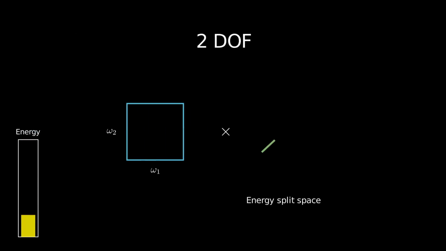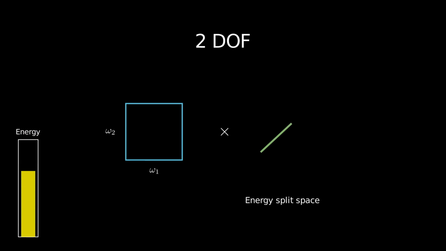For 2 degrees of freedom, that's omega 1 multiplied by omega 2, the number of microstates for 2 springs at 1 energy distribution, multiplied by the line of possible energy distributions. As the energy in the system increases, the omega squared stays the same, but the line increases.